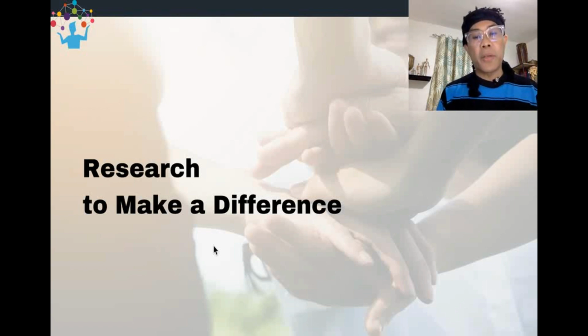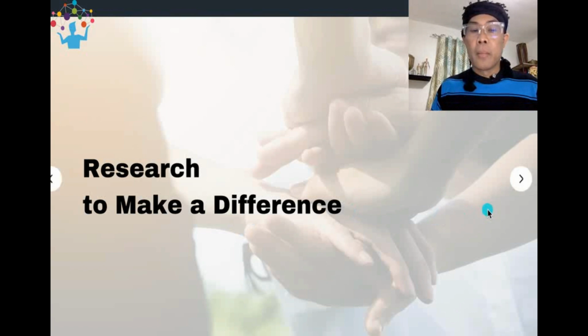Now, as a Filipino psychologist, as a Filipino researcher for that matter, how are we going to make use of research to make a difference in the lives of Filipinos? What is your plan? When you become a psychologist and research becomes part of your role or your plan, how are you going to make use of research to make a difference? Let us now proceed.